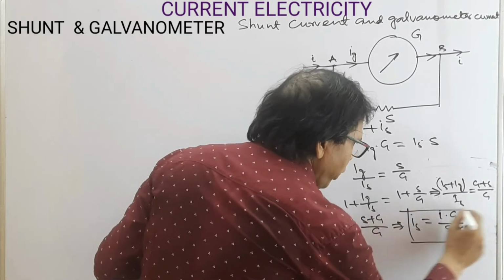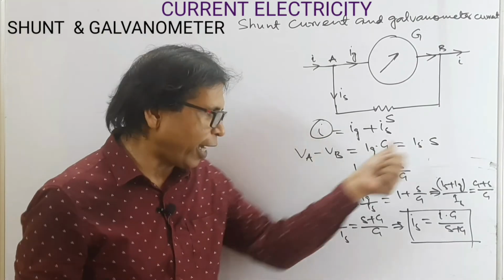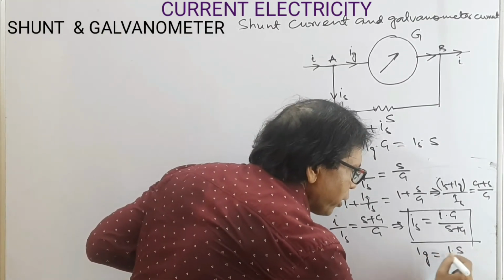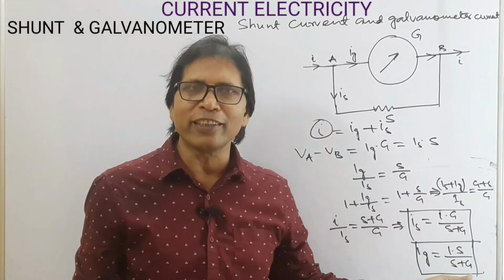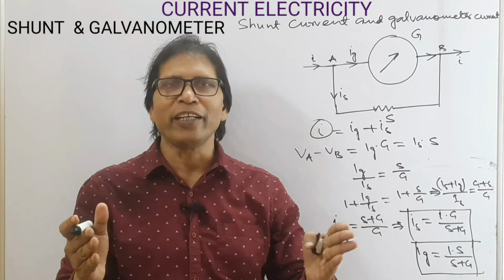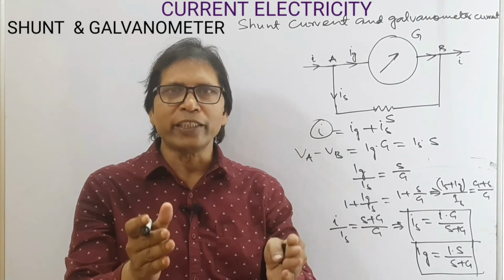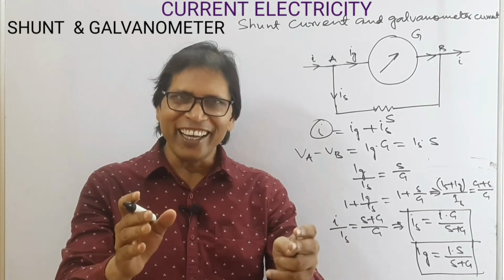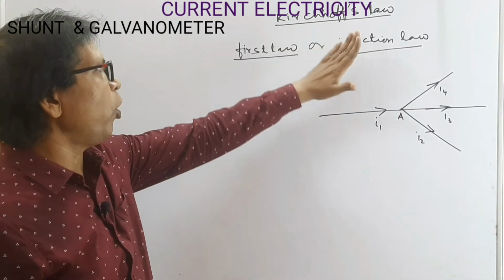In the same way, if we find Ig equal to I minus Is, we can get Ig equal to I into S divided by S plus G. Okay, these two relations are very important to find the current between two resistances connected in parallel combination. Okay, now next. Now look at this, Kirchhoff's law.